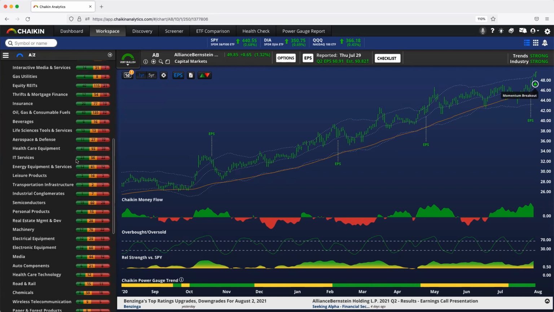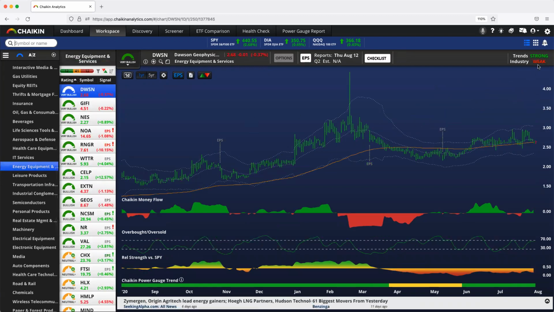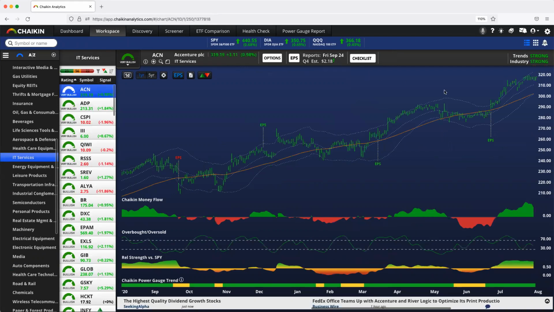If we get to the middle here, we start to see energy equipment services as 12 and 12, listed as weak. We're not seeing a positive power bar ratio. There are not more bulls than bears. IT services, 23 and 22. There you go, strong. That's it. It's the only difference between them.